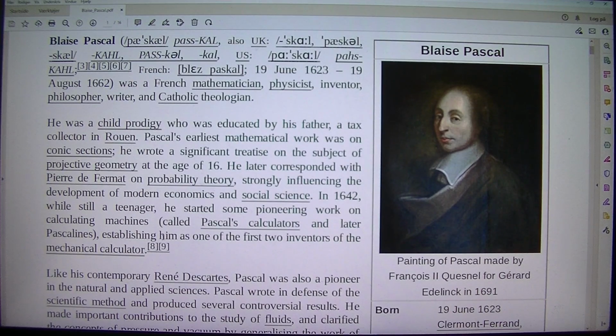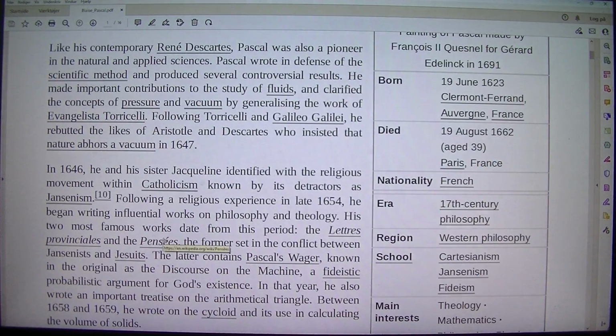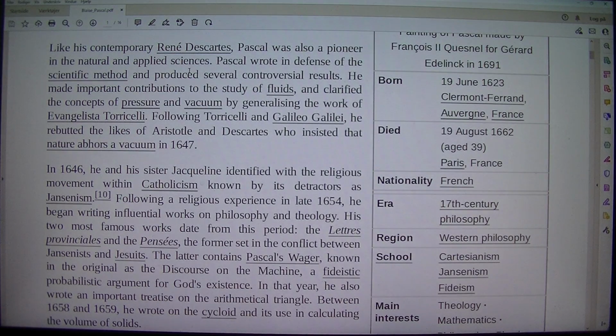Like his contemporary René Descartes, Pascal was also a pioneer in the natural and applied sciences. Pascal wrote in defense of the scientific method and produced several controversial results. He made important contributions to the study of fluids, and clarified concepts of pressure and vacuum by generalizing the work of Evangelista Torricelli. Following Torricelli and Galileo Galilei, he rebutted the likes of Aristotle and Descartes, who insisted that nature abhors a vacuum, in 1647.